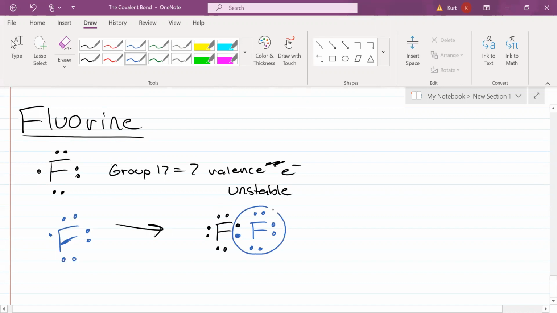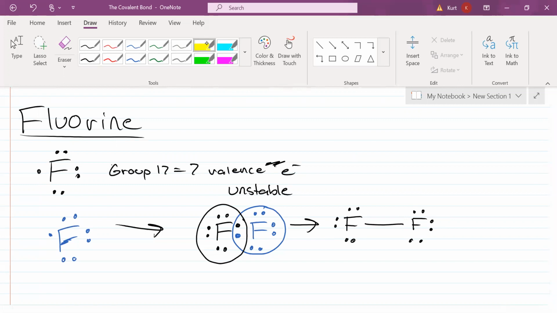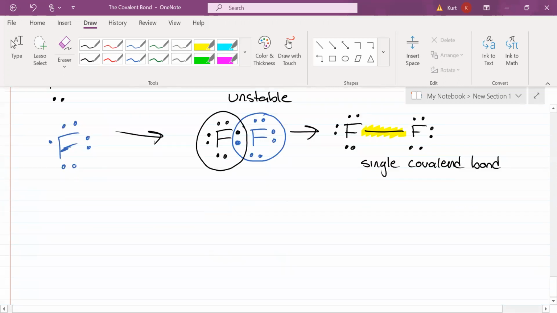How many electrons does the blue fluorine have? 7. How about the black fluorine? 7. What type of bond is this? This is a single covalent bond. Notice how I am drawing all the unpaired electrons or unshared electrons. And this is a single covalent bond. All right, have no fear.